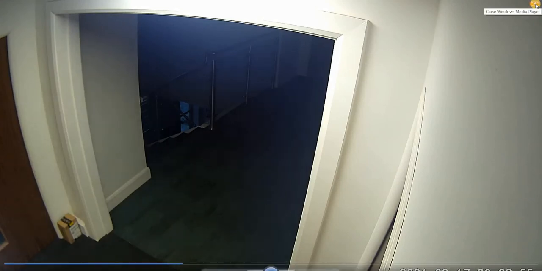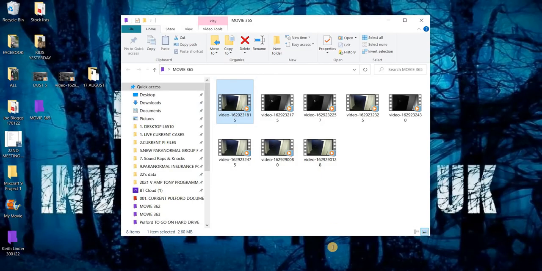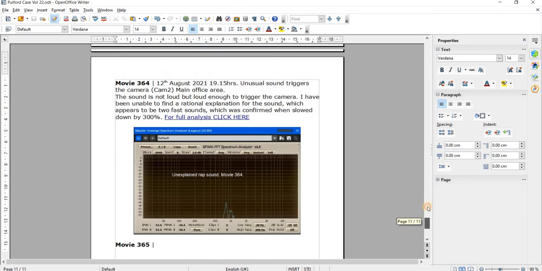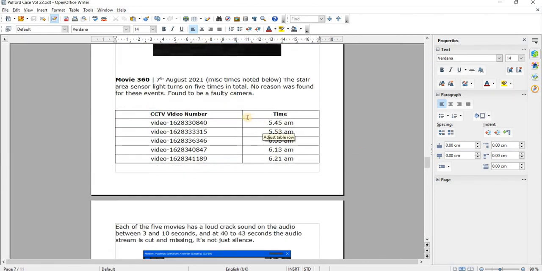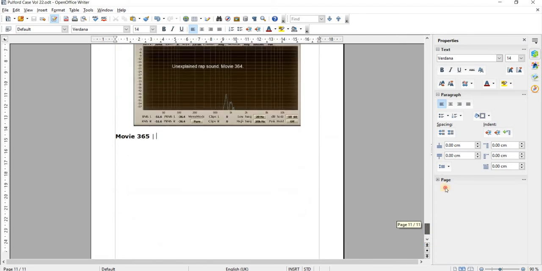I think the camera is damaged. That's the 17th, and we had a similar issue there ten days earlier on the 7th. I still think this camera's misbehaving.